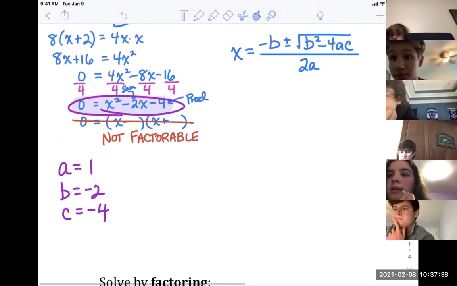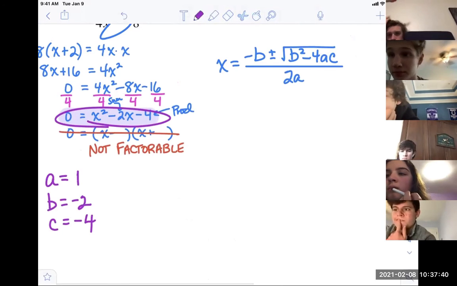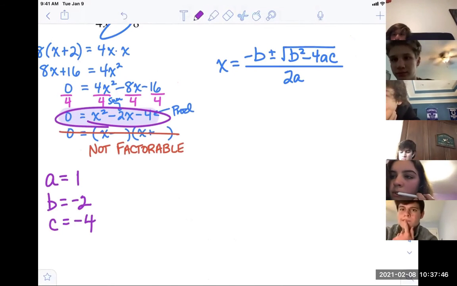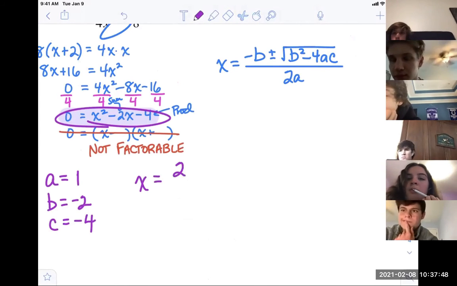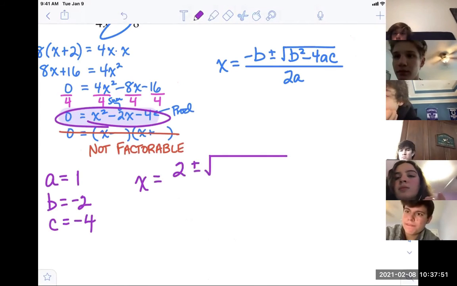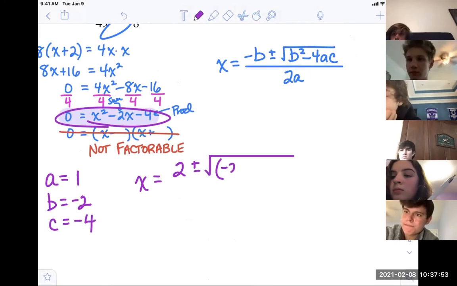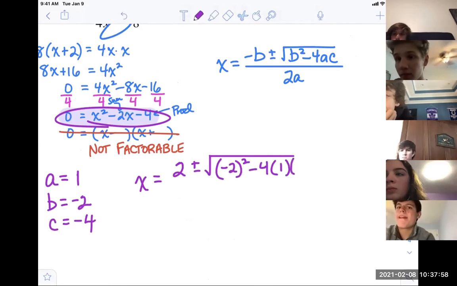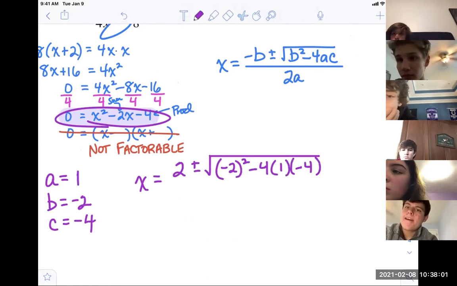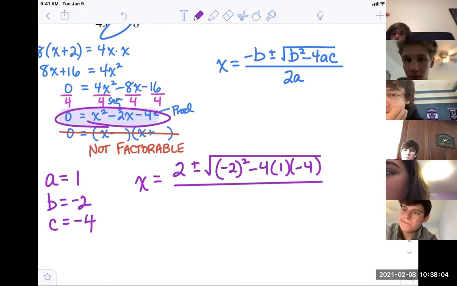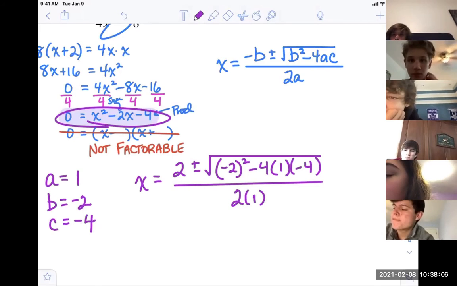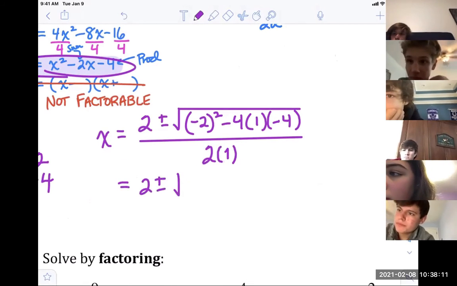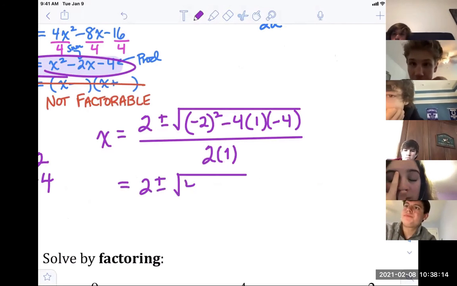Okay, so A is 1, B is negative 2, C is negative 4. When you plug into the quadratic formula, think of that first term like the opposite of B. So since B was negative 2 to begin with, it's going to turn into positive 2, plus or minus the square root of the quantity, negative 2 squared, minus 4 times A is 1 and C is negative 4, all divided by 2 times A, which is 2 times 1. 2 plus or minus the square root of 4.